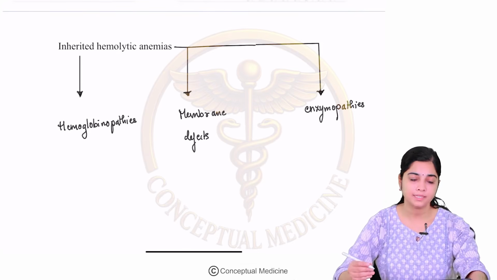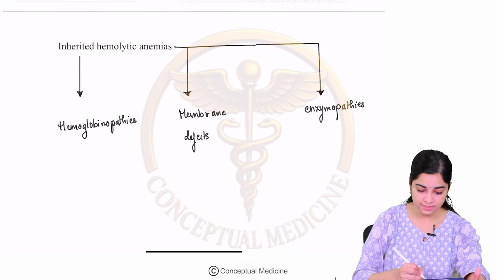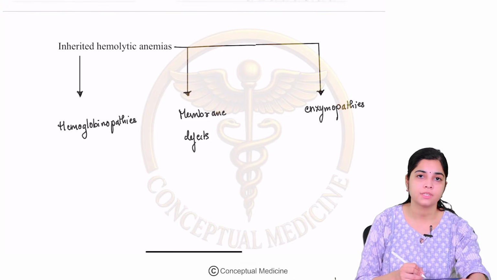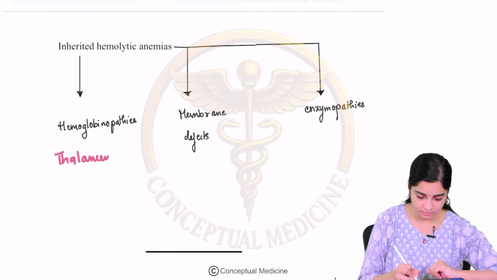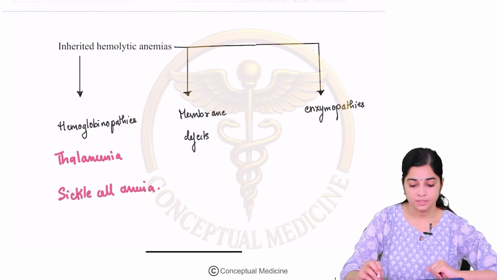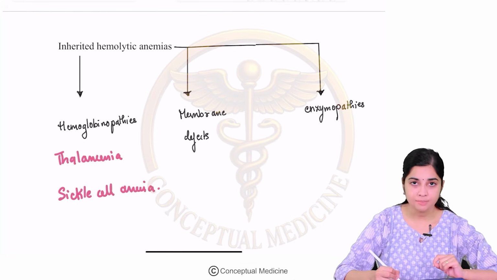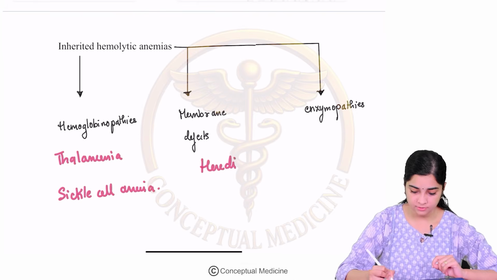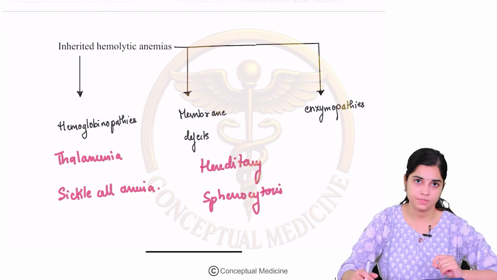So inherited hemolytic anemias can be due to hemoglobinopathies, as we have previously discussed. So hemoglobinopathies include disorders which are associated with a hemoglobin defect, which includes thalassemia and sickle cell anemia. Then the inherited hemolytic anemias can be due to membrane defects. So membrane defects include hereditary spherocytosis and hereditary elliptocytosis.